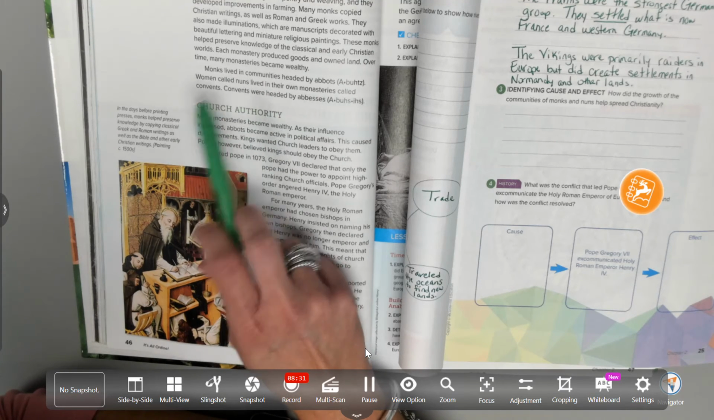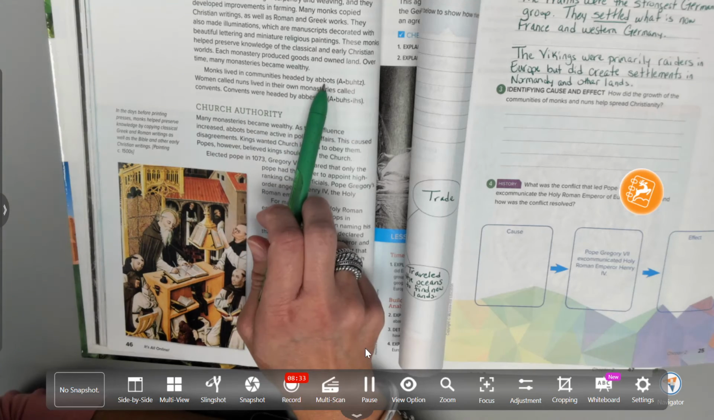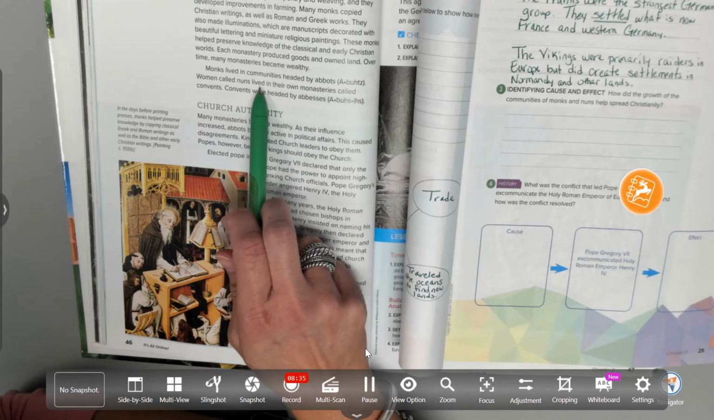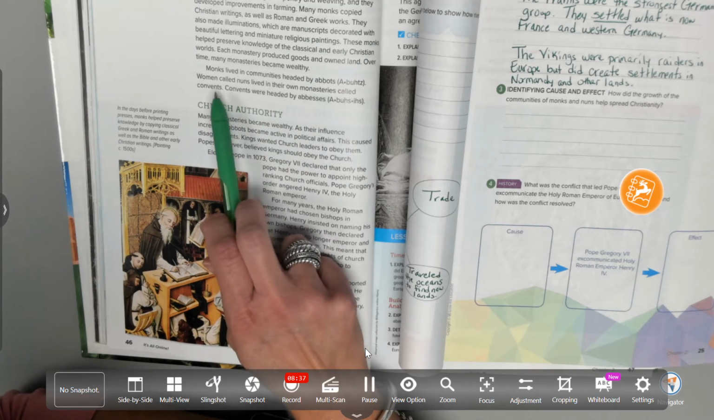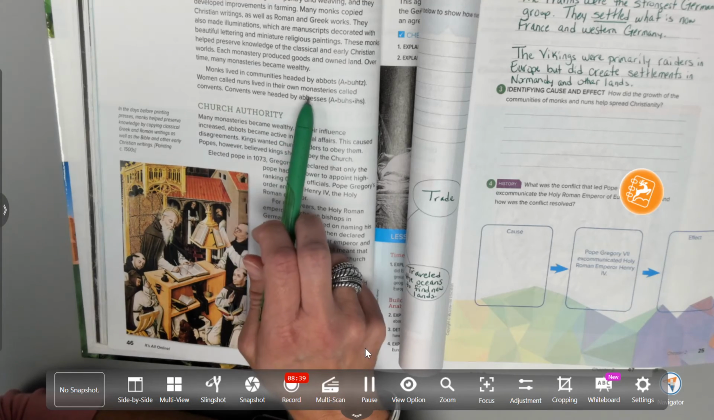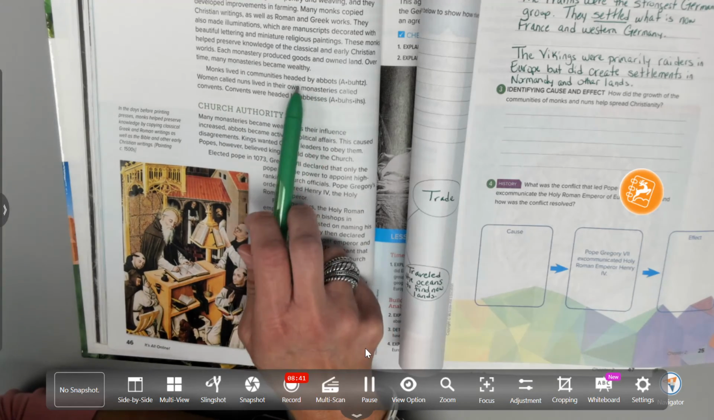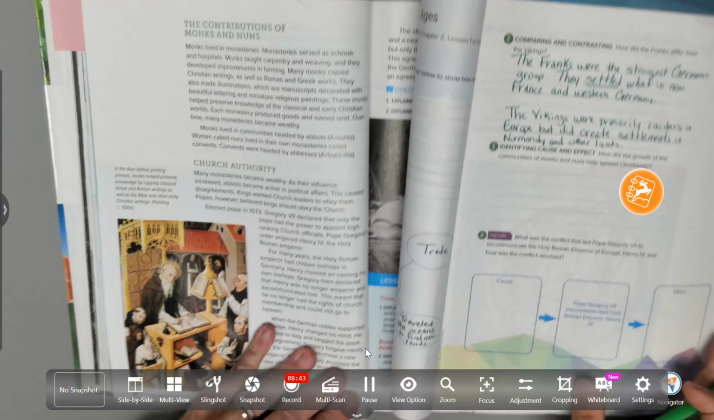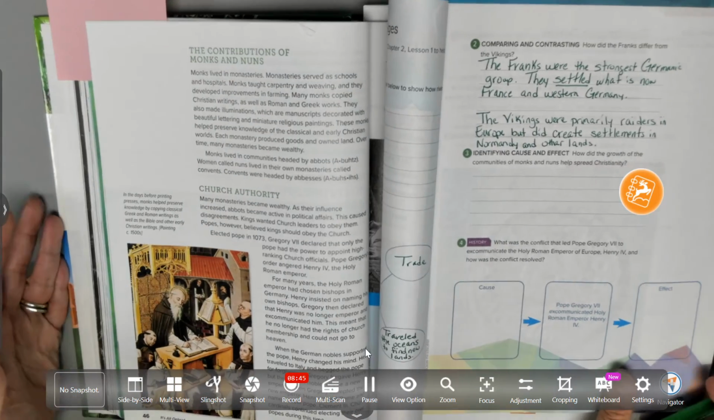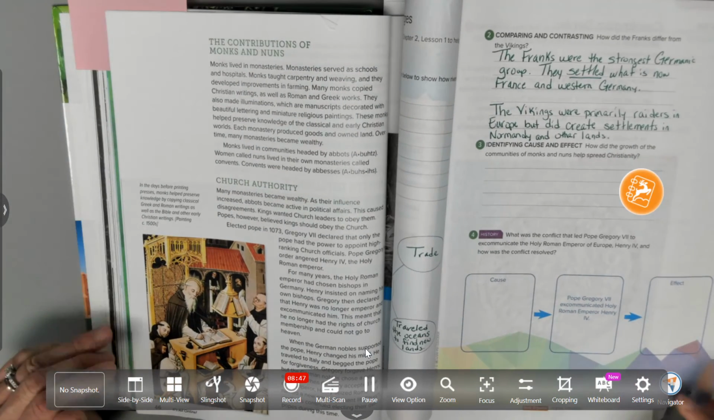Okay? Then it talked about monks lived in communities headed by abbots. Women called nuns lived in their own monasteries called convents. Convents were headed by abbesses. And this right here was in your bell ringer today. Okay? All right, so the question is, how did the growth of the communities of monks and nuns help spread Christianity?